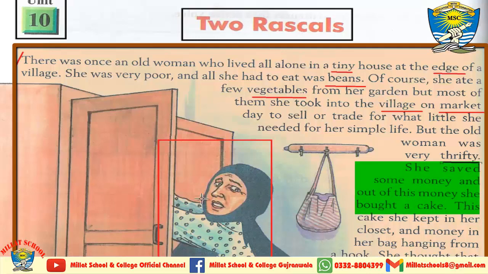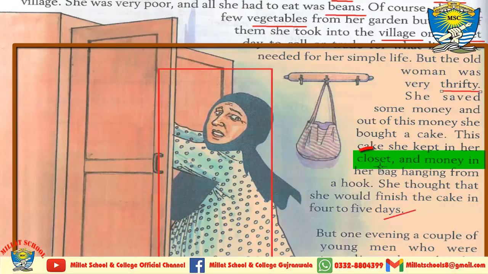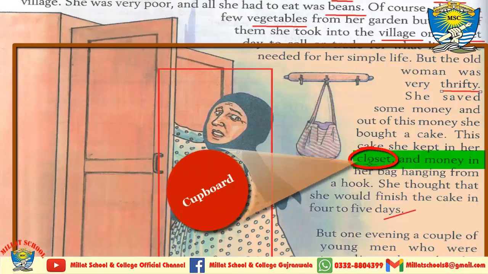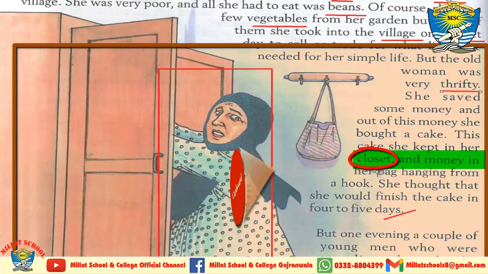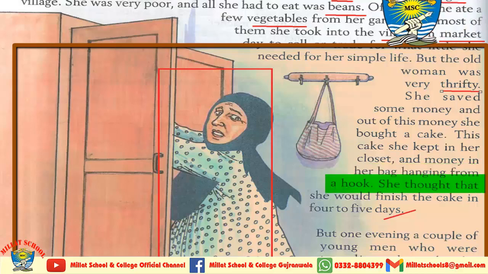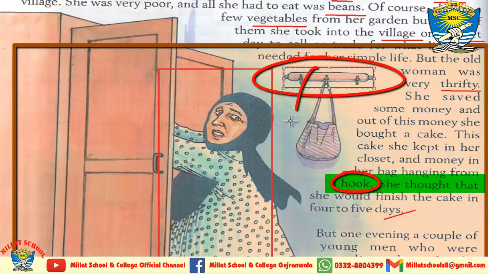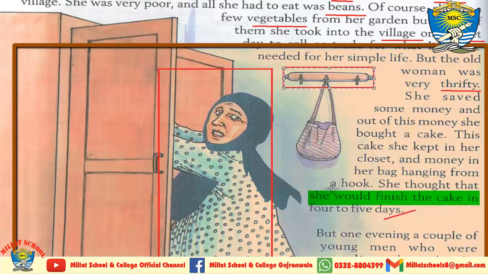So students, the old woman saved some money. And what did she buy with that money? She bought a cake. This cake she kept in her closet. Students, closet is a cupboard. You can also say cupboard. This cake she kept in her cupboard and money in her bag hanging from a hook. Students, look, this is a hook where you can hang your things. And this is the bag in which the old woman kept her money. She thought that she would finish the cake in 4 to 5 days.